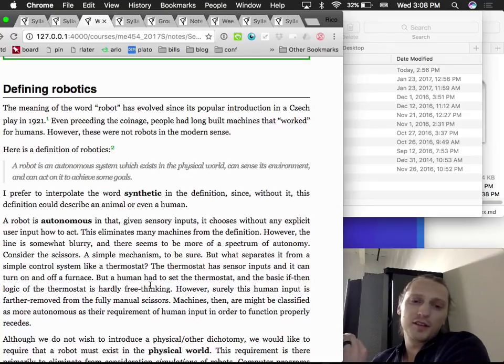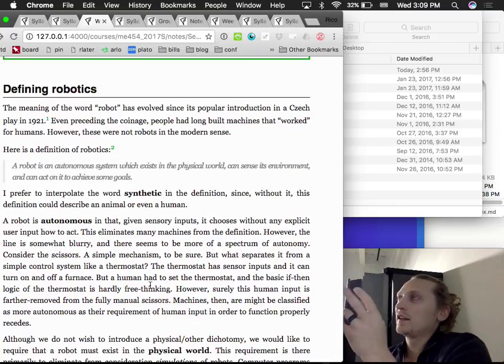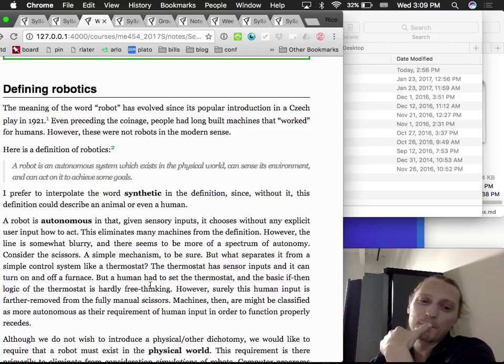We'll talk about the thermostat as a specific example. The thermostat has sensor inputs, and it can turn a furnace on and off. So it's a little bit autonomous. When it gets to a certain temperature, the person doesn't have to be standing there saying, okay, now turn on. It can turn on by itself. That's a step. The scissors couldn't do that, right? If you left them with a piece of paper, they never would have cut that piece of paper. That's not something that's going to happen.